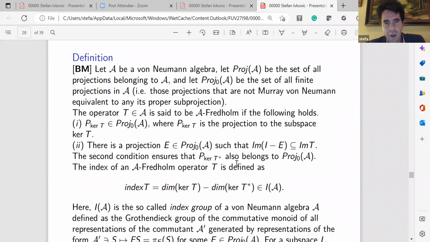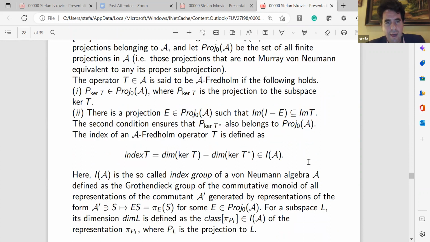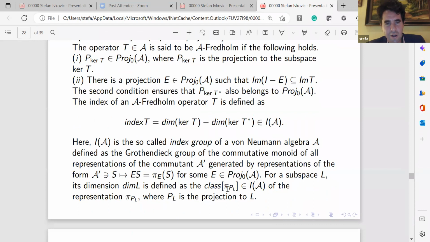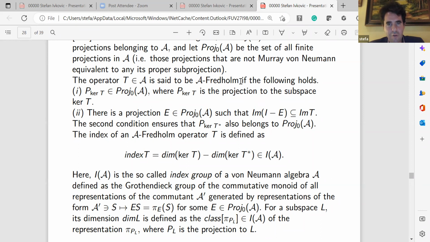And one can show that this gives that the projection onto the kernel of T star, or actually the projection onto the orthogonal complement of the image of T, is also a finite projection in this von Neumann algebra. And then he was also defining the index, but these are not classical dimensions, they are dimensions in the index group of the von Neumann algebra. Let me not go into detail on how this is constructed, because we shall not use the index very much in the next results, but this is how he defines these A-Fredholm operators.